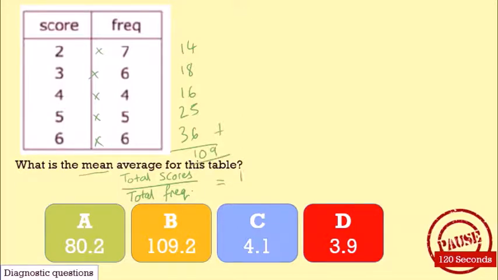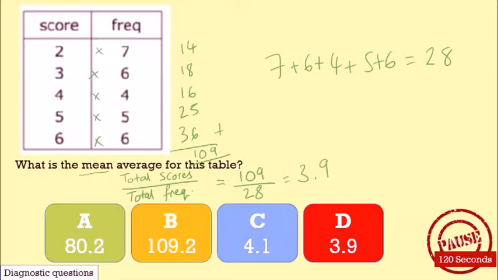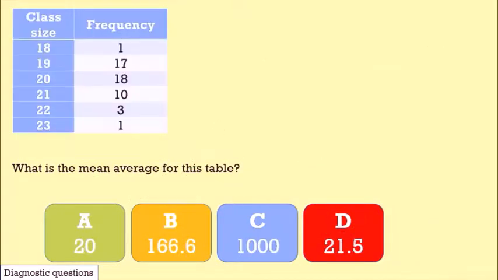And I divide total scores by the total frequency. That is 7, add 6, add 4, add 5, add 6. And that gives me a total frequency of 28. Again, the most common error here is dividing by 5. So therefore, the mean average score would be, to 1 decimal place, 3.9, which is D.